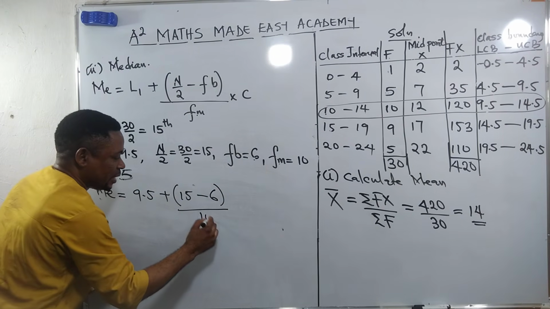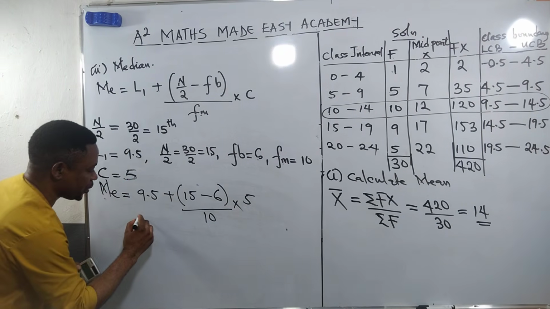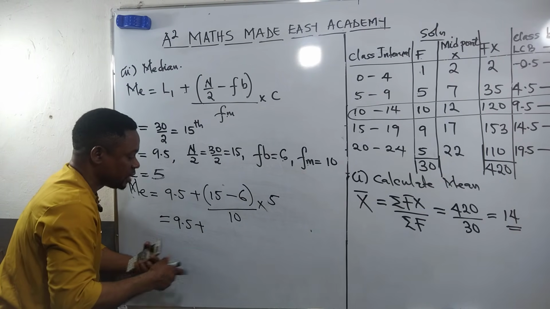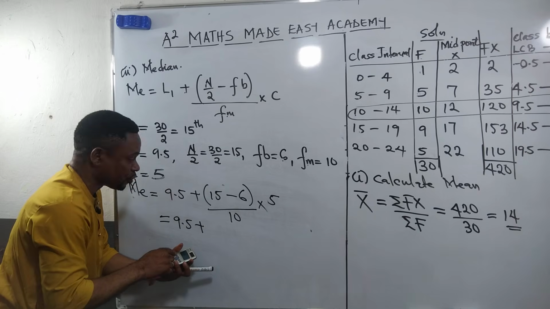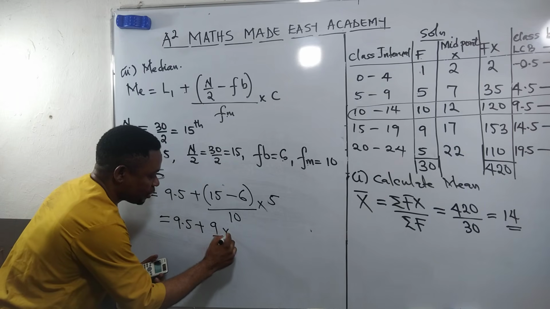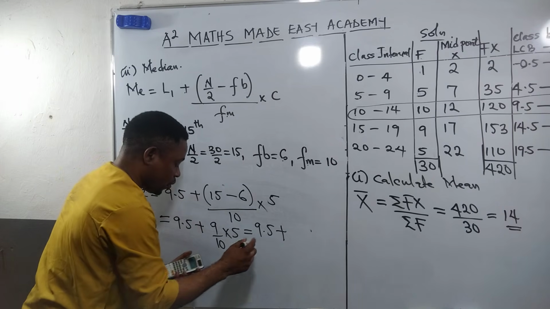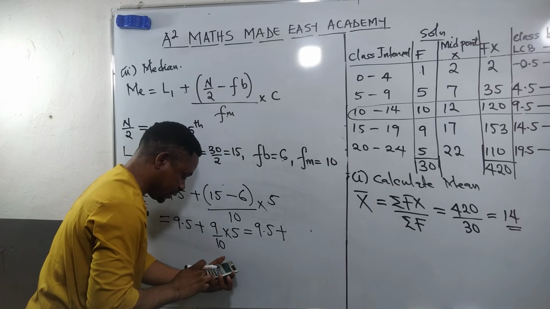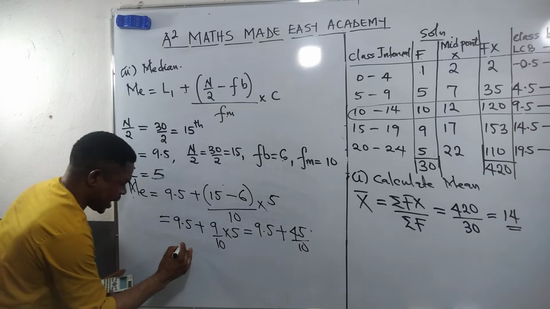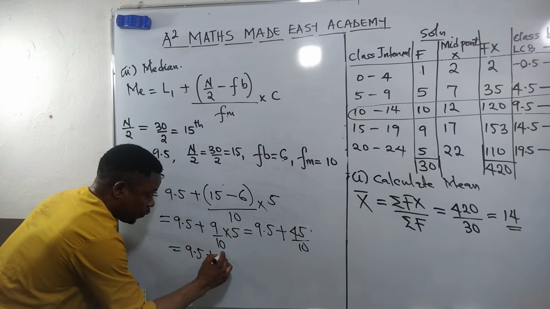What is FM? 10 times the class size. What is the class size? I will put 5. Then bring your calculator close. This is 9.5, right? Plus. I will now say 15 minus what? 15 minus 6. What will it give me? 9. It will give me 9. Then all over 10 times what? 5. Can I have 9.5 plus what? This times this, 9 times 5 will give you what? 45. Then divide it by what? 10. Then the answer now should be 9.5 plus this over this, which will give you 4.5.